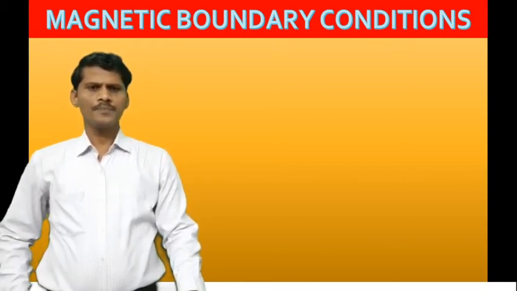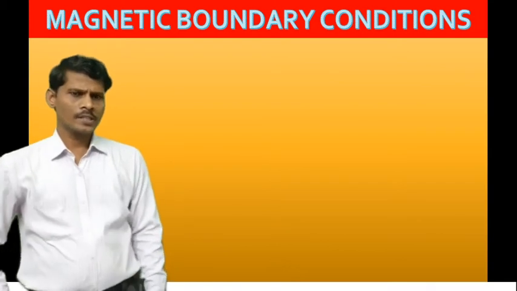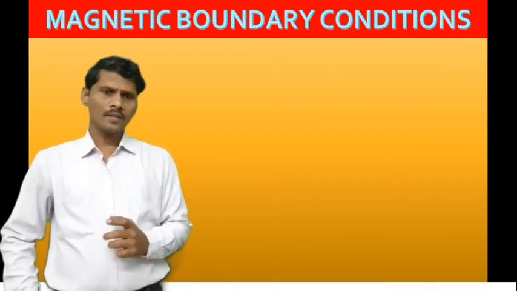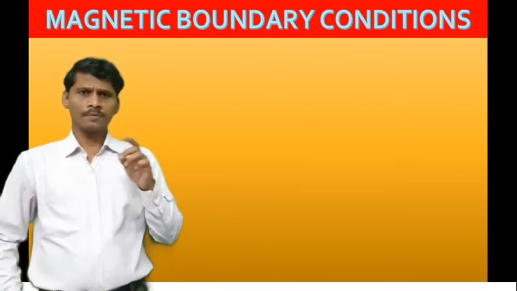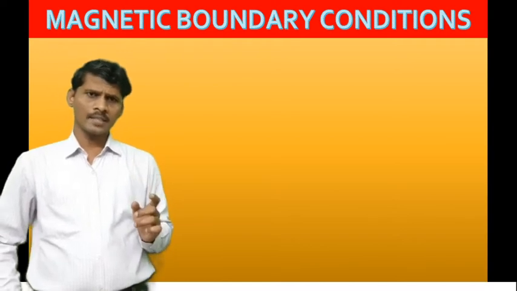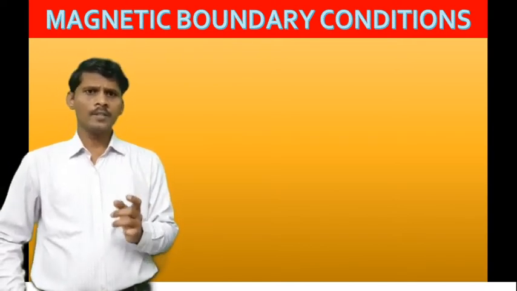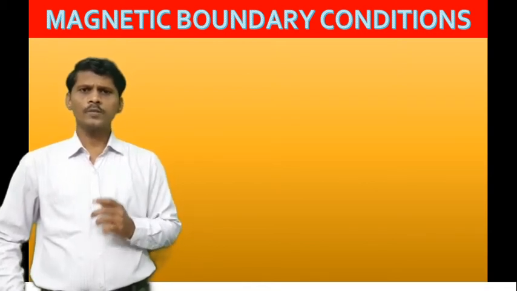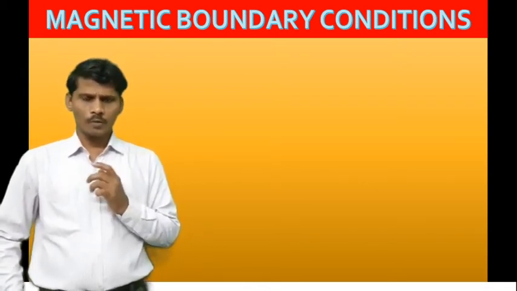Hi everyone. In the previous class we discussed electrostatic boundary conditions, that is, the boundary between a conductor and free space, and the boundary between two perfect dielectric materials, which were derived in previous classes. In this class we are going to discuss magnetic boundary conditions.